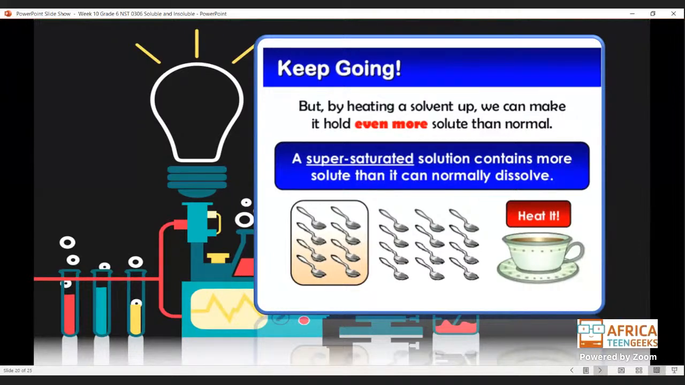A supersaturated solution contains more solute than it can normally dissolve, but by heating it, you can add more.